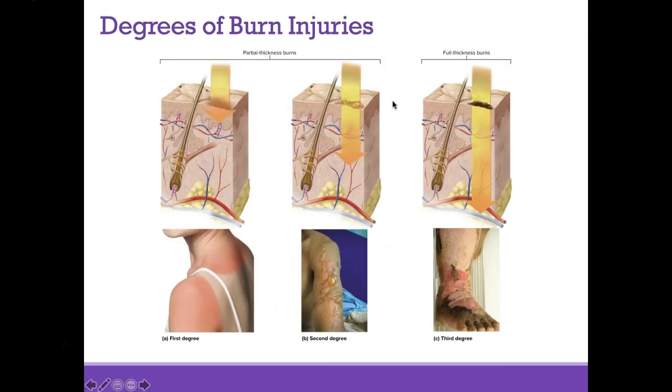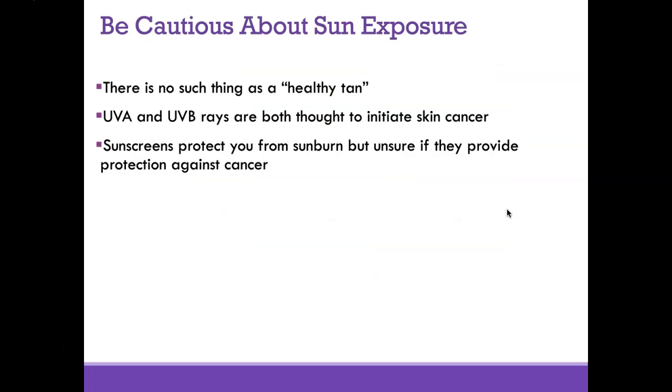Right, so partial thickness leaves some dermis intact. Full thickness leaves no dermis intact. So we need to use a skin graft. If left to heal by itself, you might get what's called contracture, which is where the connective tissue doesn't connect to itself properly, and that can cause disfigurement. So these are the levels of burns.